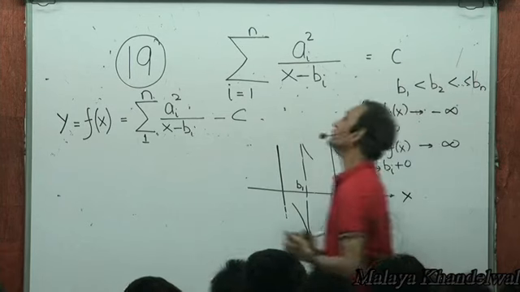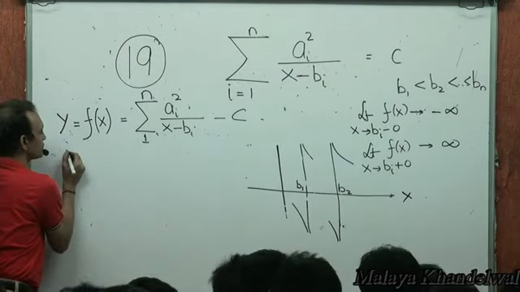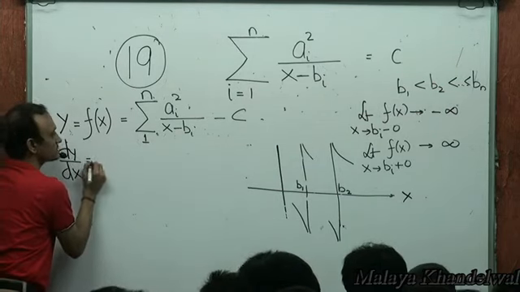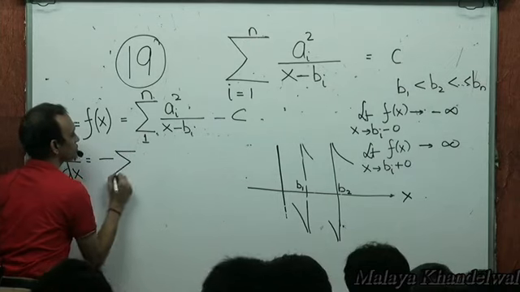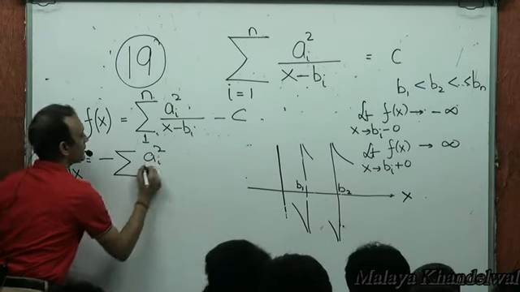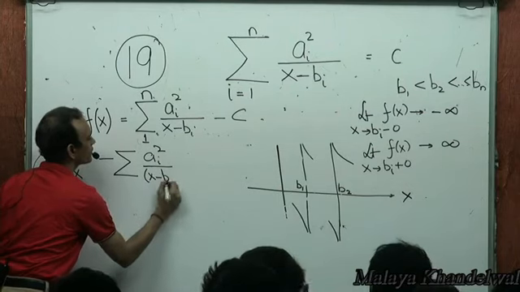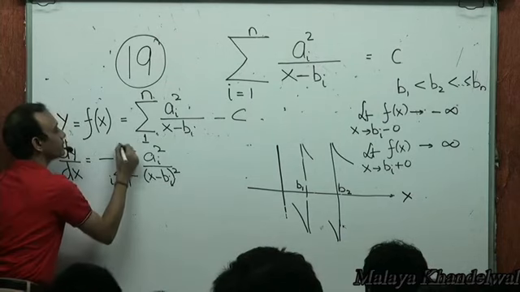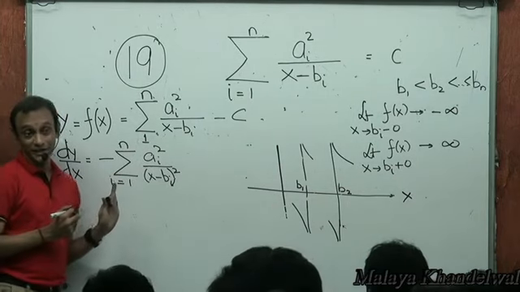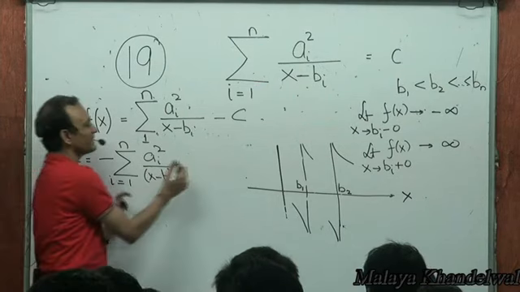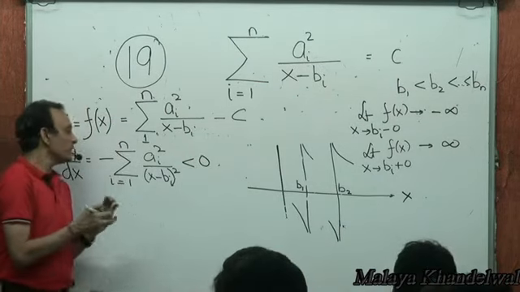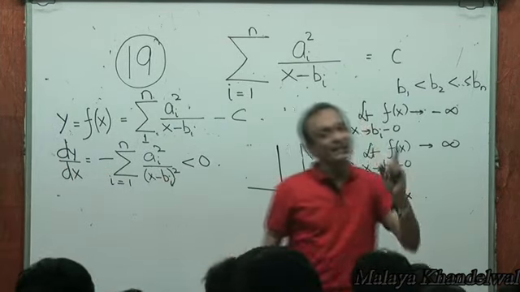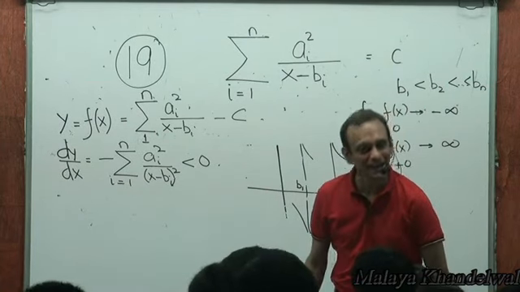Right? What I do is, I differentiate this with respect to x. dy/dx is minus summation ai squared by (x minus bi) whole squared, i equal to 1 to n. That's dy/dx. And do you realize that this is negative for all x? Between b1 and b2, say, it's going to be negative. That means between b1 and b2, it must be a decreasing function of x. It must be monotonically decreasing.